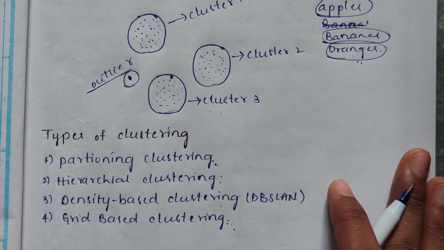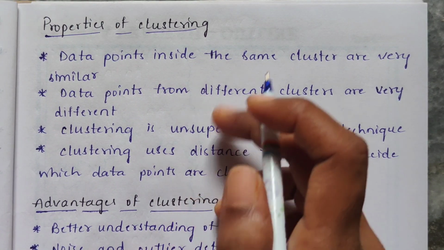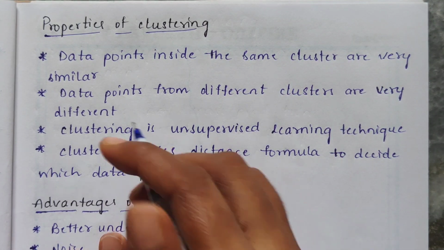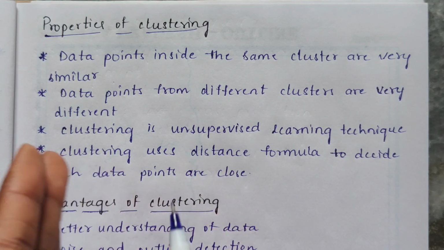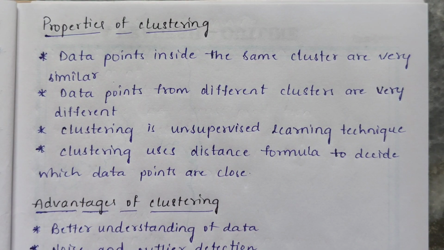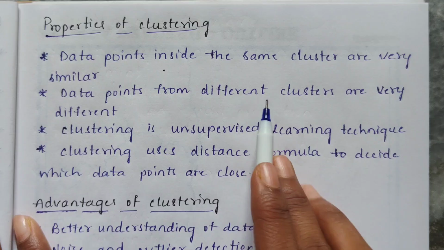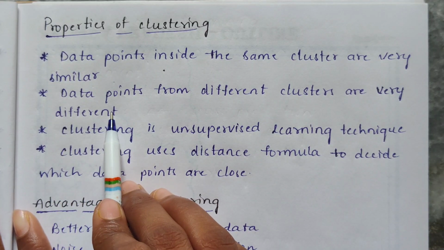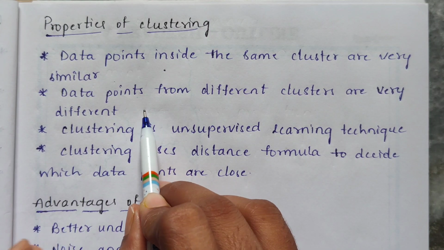And moving on to the next topic, properties of clustering. Generally these are the properties of clustering. First one, data points inside the same cluster are very similar. I've told, right? Each group is considered as a cluster, and the data points or objects that are present in each group are very similar to each other, right? This is the first property of clustering. And the second one is data points from different clusters are very different. Here the data points of one cluster will be very different from the data points of other cluster. This is the second property of clustering.